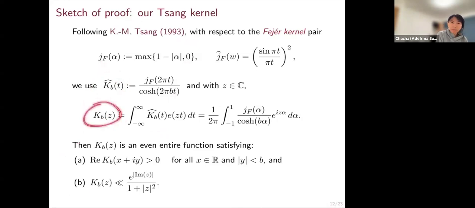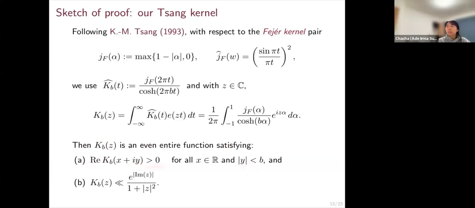So this K_b still satisfies the same properties as what Zhang proved, and this is really nice. First of all, it has positivity. If you take the real part for complex numbers x plus iy, as long as your y is not too big, then it's positive.